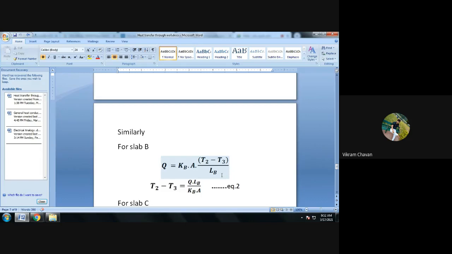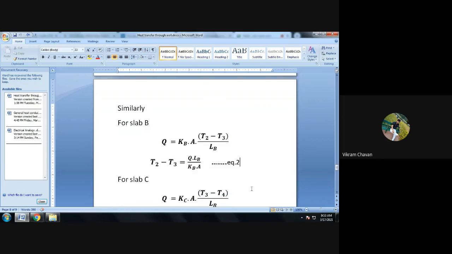Once again we have to rearrange this equation in the form of a temperature difference. So we transfer the remaining quantities towards the left side, and we have converted this equation into the form of a temperature difference. So we will get the equation as T2 minus T3 is equal to Q multiplied by L suffix B divided by K suffix B multiplied by A. So this is equation number 2.